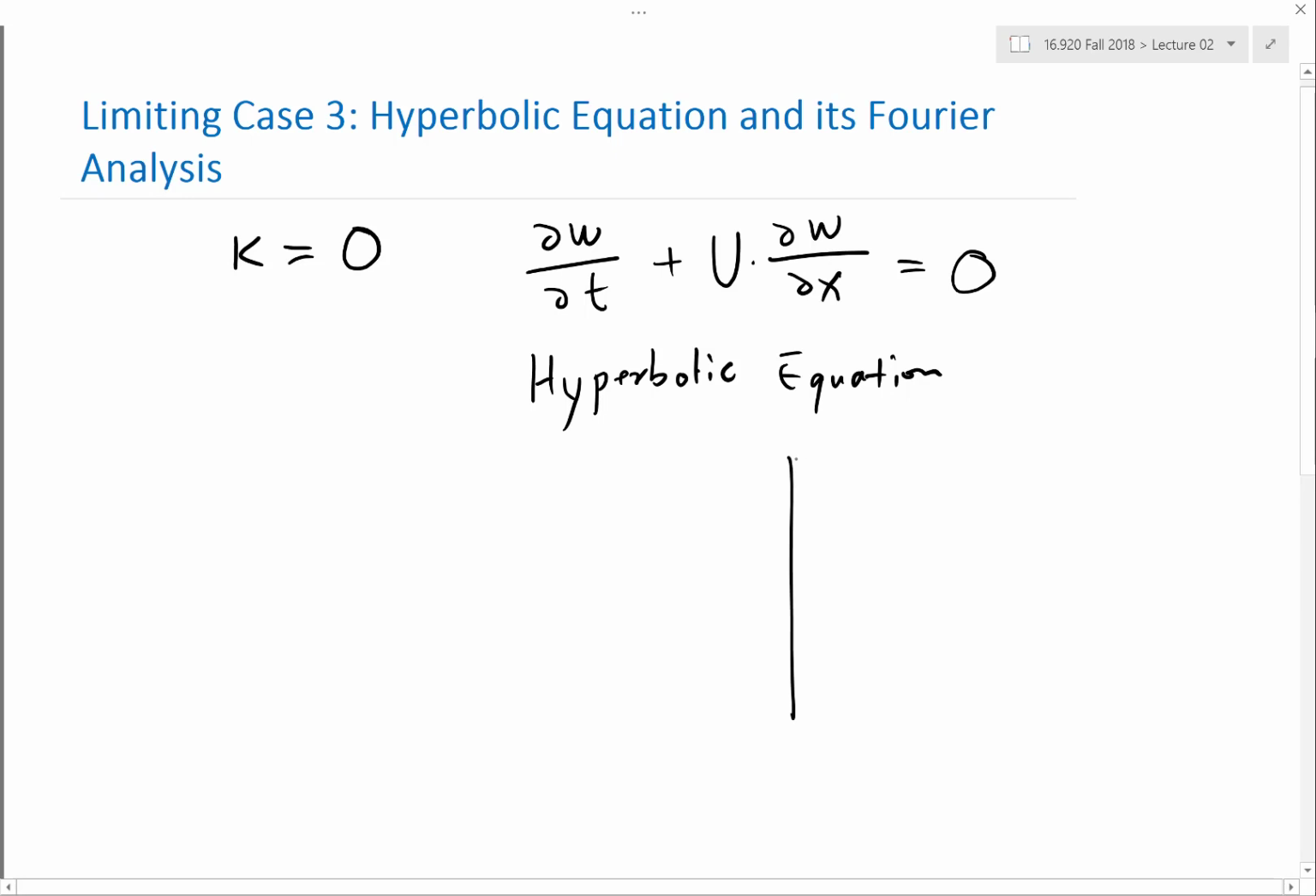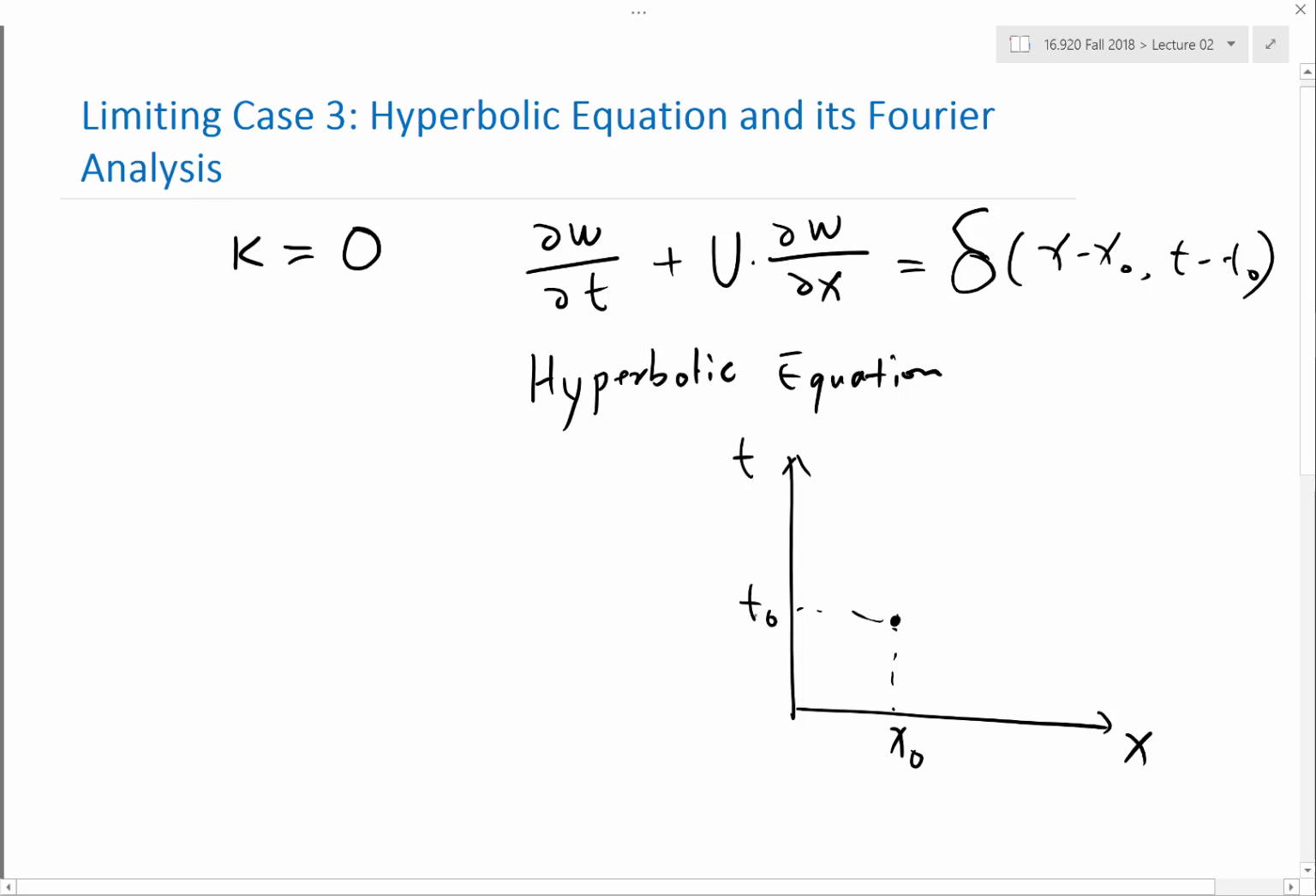Again, if you draw a diagram of t and x, and if you put a delta function of x minus x0 and t minus t0 on the right-hand side, and suppose this is x0, this is t0, what is going to change in here? Any guesses?